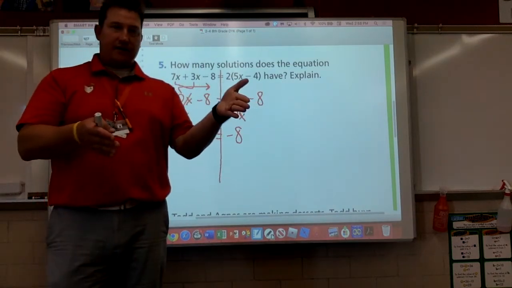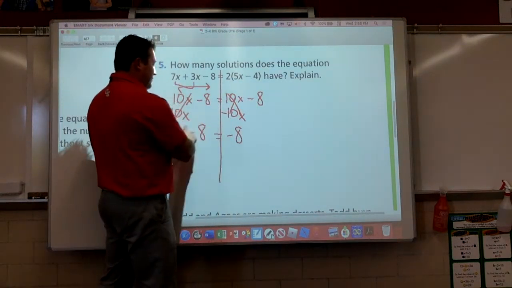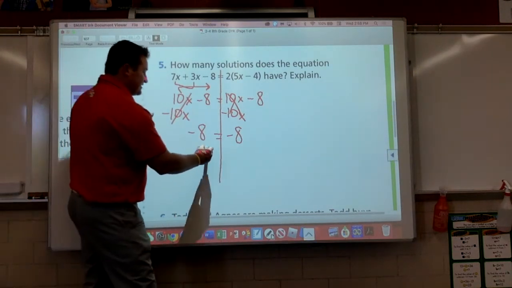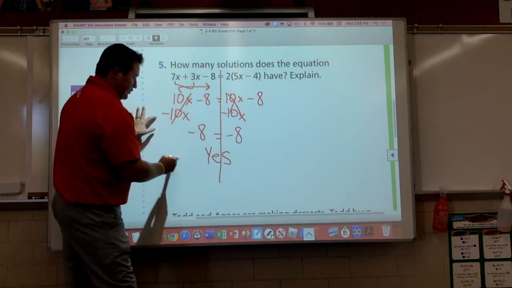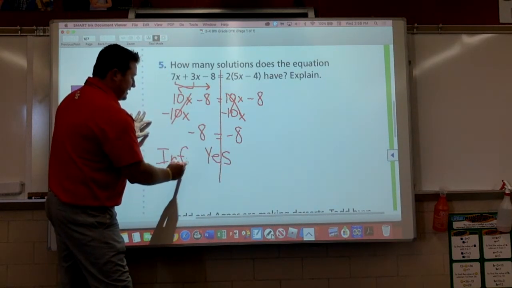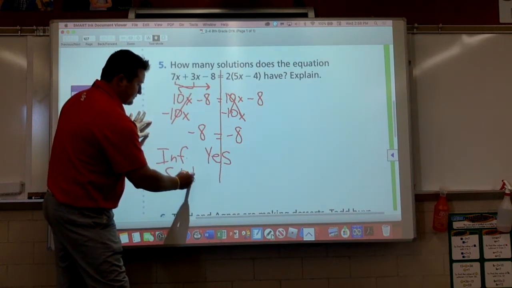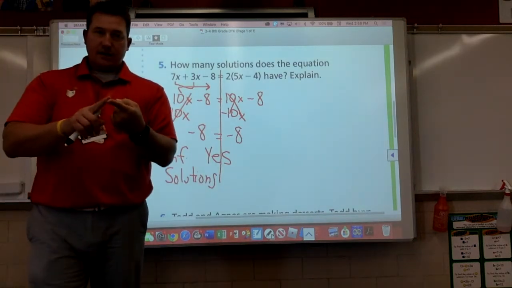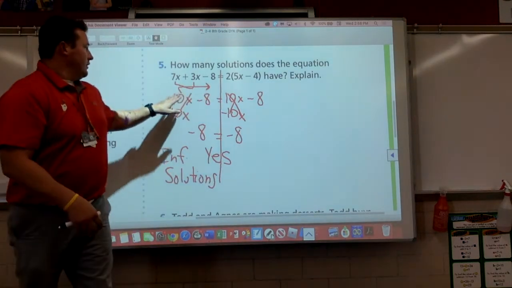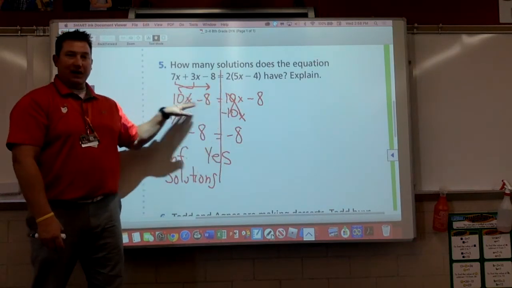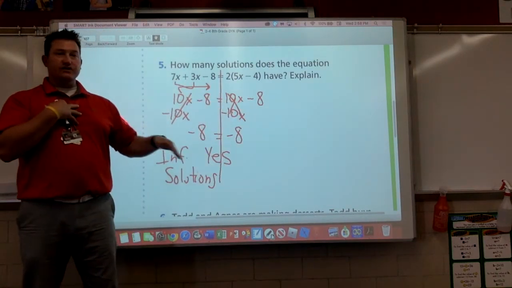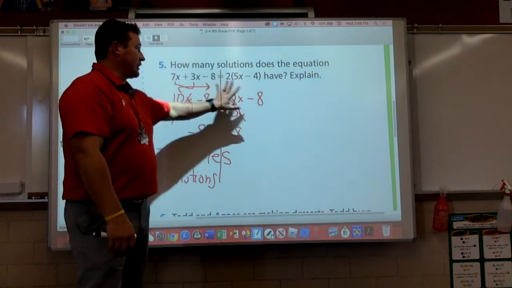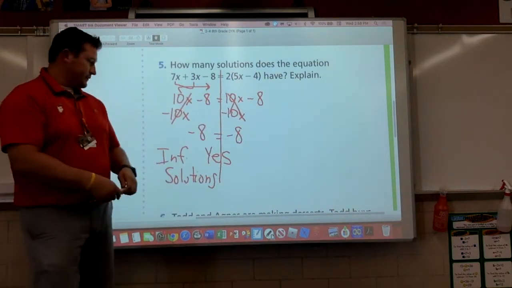-8 equals -8. Is this a true mathematical sentence, an equation? Yes, it is. It is true. This is infinitely many solutions. So, again, folks, if we recognize that we have identical variables, our coefficients were identical here, but we didn't notice it. We can still solve and get the right answer. Or if we notice it, we don't even need to solve. We can just look at what numbers we have on both sides.